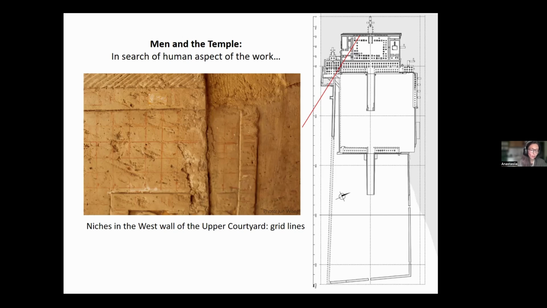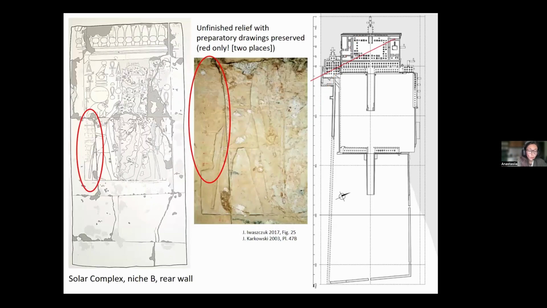human work, the presence of a human hand, we would say, something which for sure is experienced by everyone who deals with mural decoration. And so, upon closer look, we see different stages of artistic work, like an application of a grid with which the decorating process started, or sometimes unfinished relief with preparatory drawings preserved.